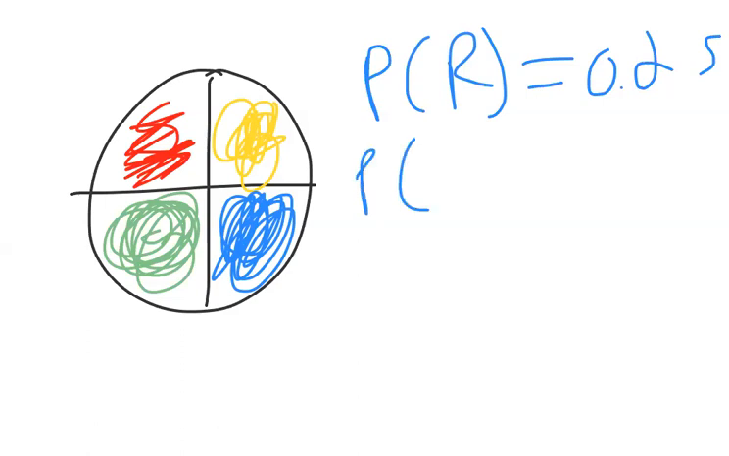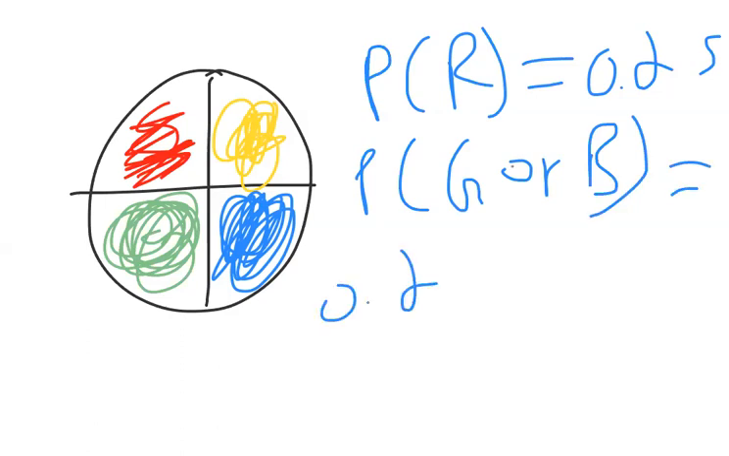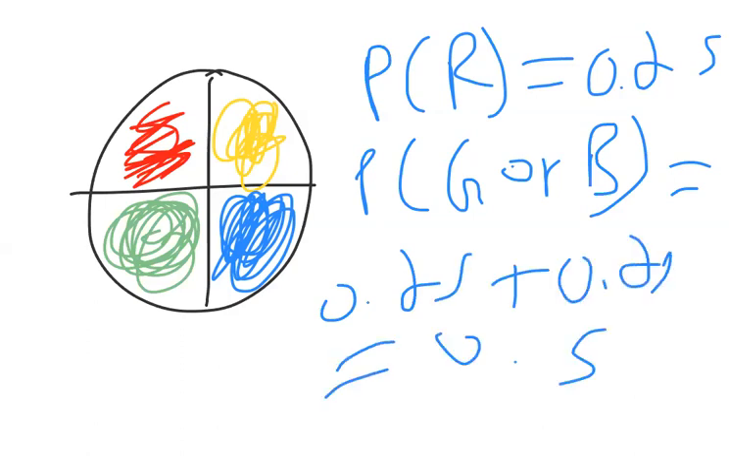Let's do green or blue. That's tricky. When there's an or, you just add the different probabilities. The probability of green is 0.25 plus the probability of blue, 0.25. So the total is half. And that makes sense because getting green or blue is like half the circle, so it's half the probability.